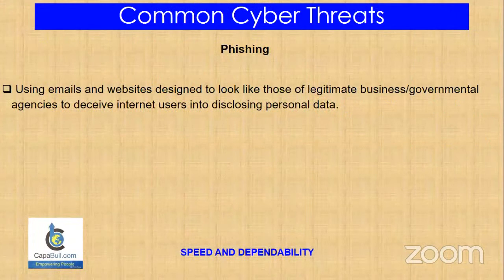Then we have what we call phishing. Phishing is the use of emails and websites that are designed to look like legitimate business or governmental agencies, used to deceive internet users into disclosing personal information. When it comes to phishing, there are three aspects to it. There is phishing, there is mishing or smishing, and there is vishing.